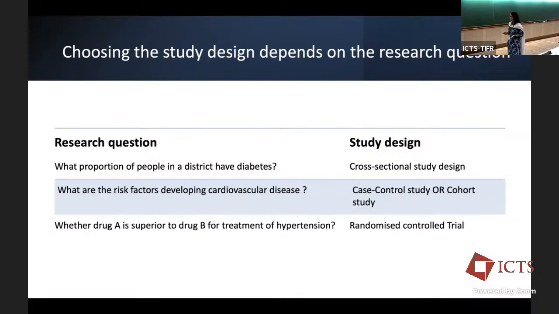If you want to study whether one drug is better than the other, and so on, that's where you will look at RCT data.